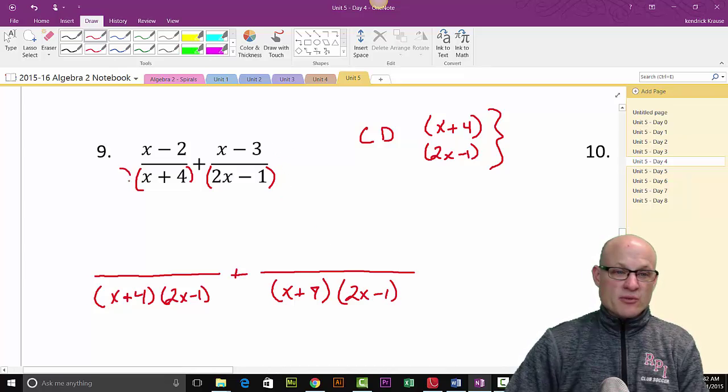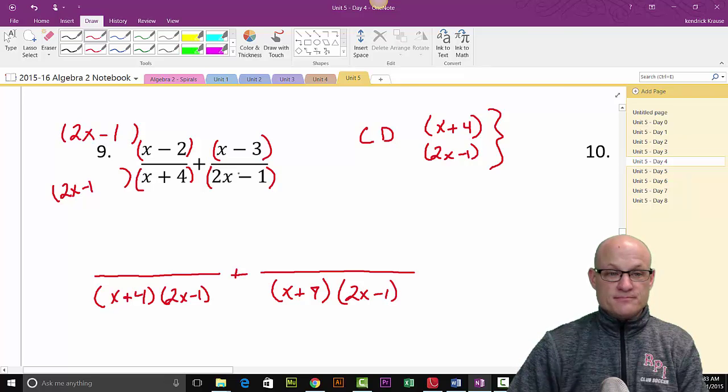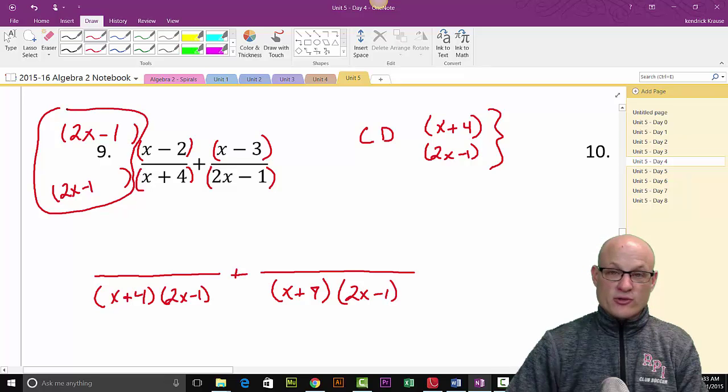Okay, so let's see what's missing. This one here is missing a 2x minus 1. Oh, wait a second. I have a binomial in the numerator. Oh, here too. Put parentheses around them. So here I've got to multiply by 2x minus 1. Notice what I'm really multiplying by, right? This value is really just a 1. All right, so let me just write this here. It's 2x minus 1 times x minus 2.